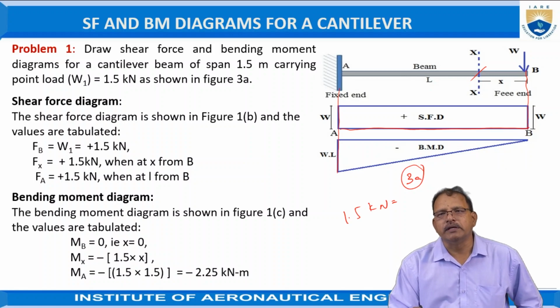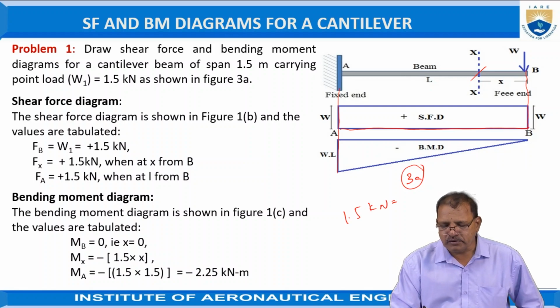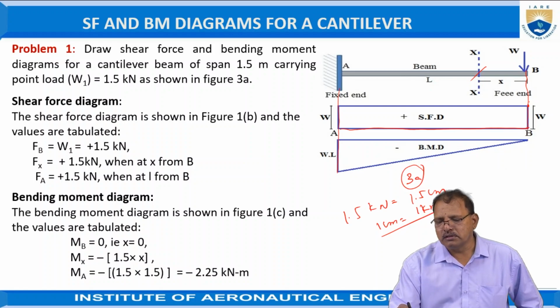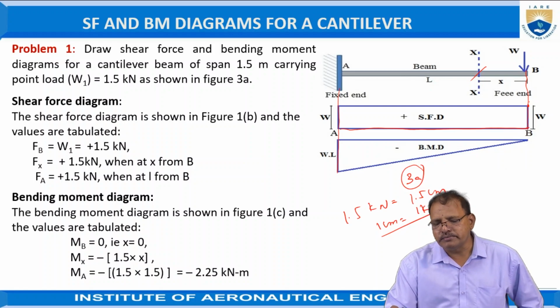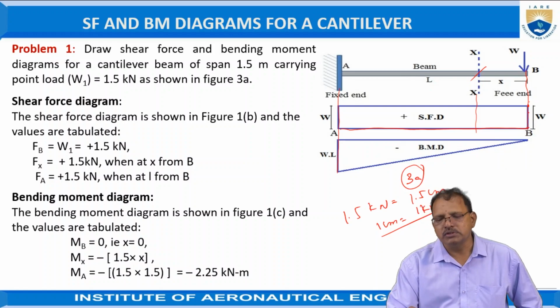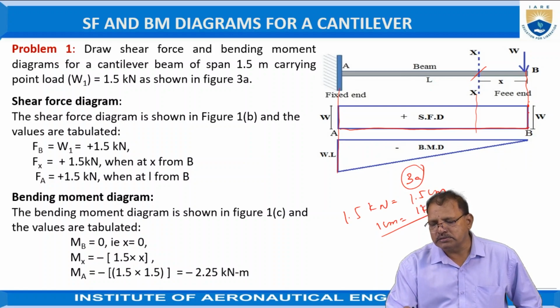It can be represented in a drawing as 1.5 centimeters. That means 1 centimeter length of the drawing represents 1 kilonewton. That is 15 mm taken vertically upward to represent the point load at B. Since the unbalanced force remains constant from B to X, the shear force also remains constant. Hence it is represented as a horizontal line from B to X position.